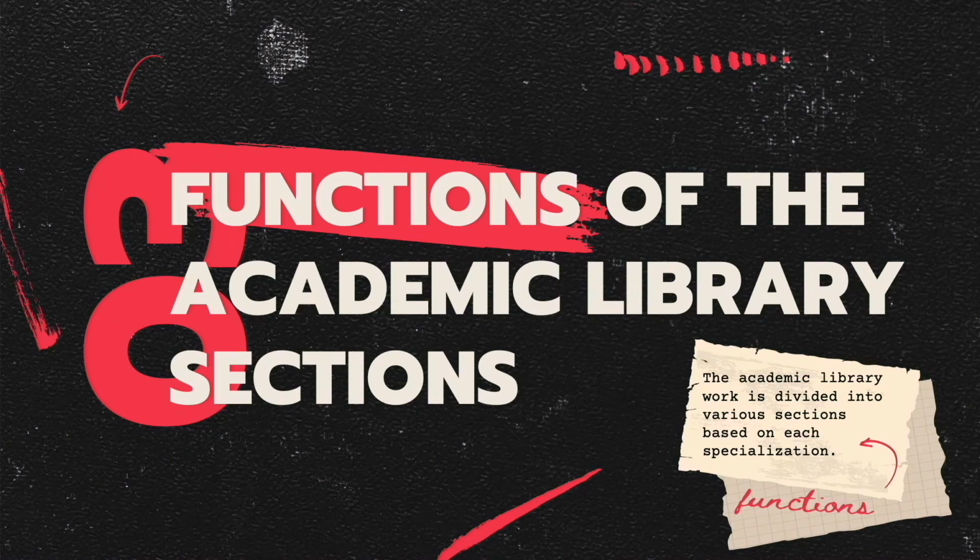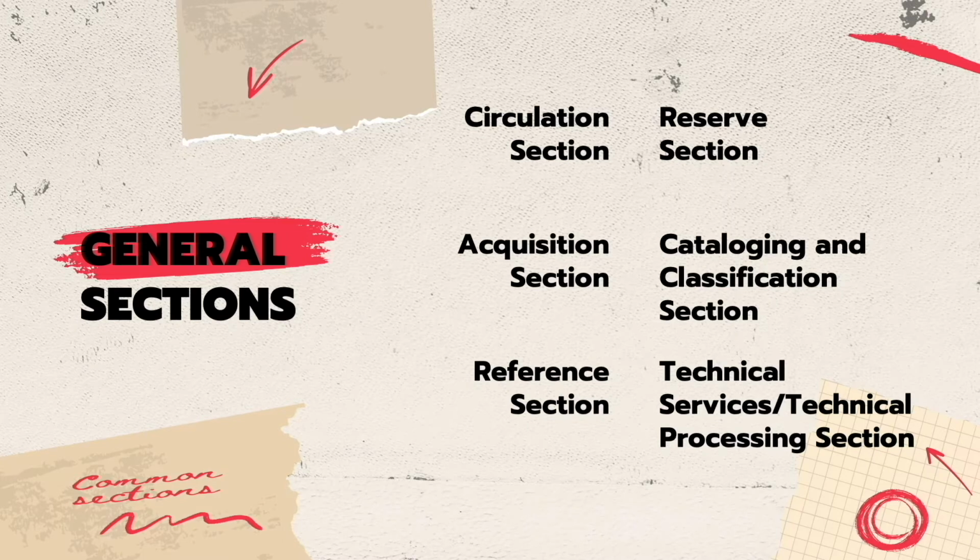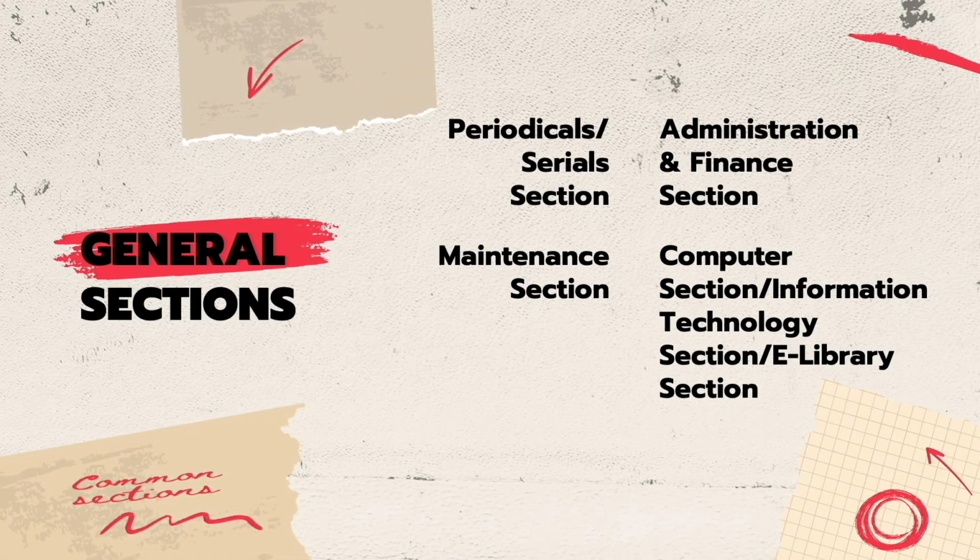Let us know about the functions of the academic library's sections. Very generally, all academic libraries break down into the following: circulation, acquisition, reference, reserve, cataloging and classification, technical services or technical processing, periodicals or serials, maintenance, administration and finance, and computer or information technology or e-library section.